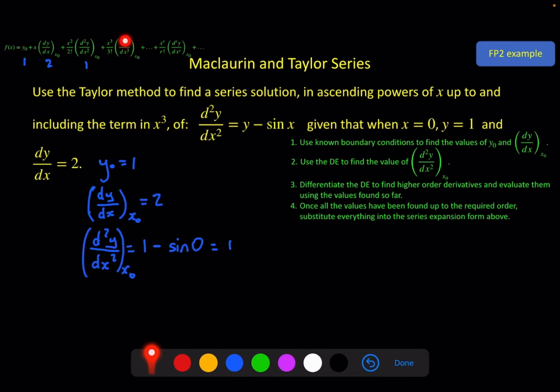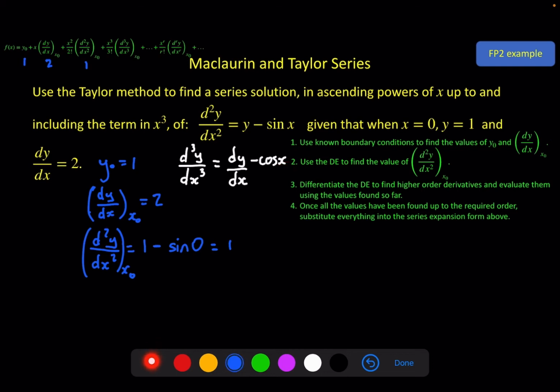So we need to know the third derivative evaluated at x0. In order to get that, we need to differentiate this equation here. If we differentiate the left-hand side, we just get the next derivative up. Differentiate the right-hand side with respect to x gives us dy by dx and a minus cos x. And we do the same thing. To find this evaluated at x0, we just use the values we already know for these at x0.